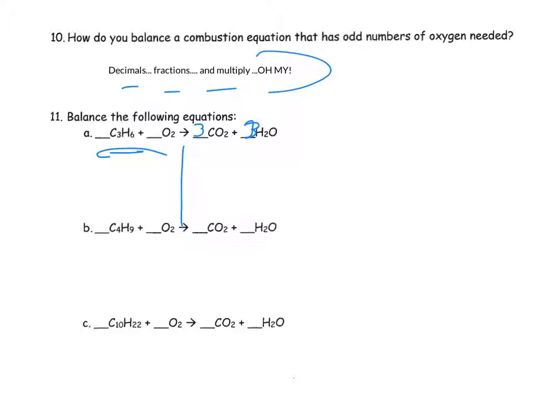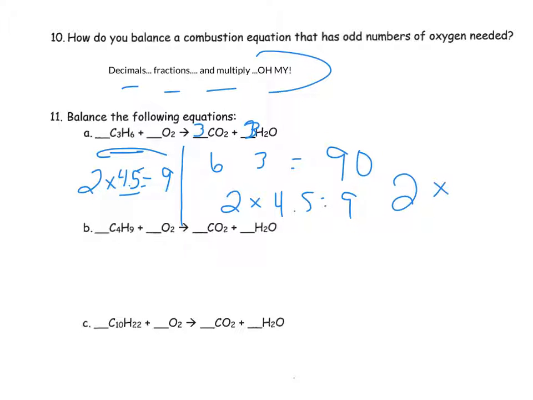So now let's look at my oxygens. I have 3 times 2, that's 6 oxygens there, and 3 there. So that gives me 9 oxygens total on the right side, so I need 9 over here. Well, what can I multiply 2 by to get 9? And the answer is, well, nothing. Well, at least not a whole number. I can multiply it by 4.5, right? If you put this in your calculator, 2 times 4.5, you're going to get 9. So 2 times 4.5 equals 9.